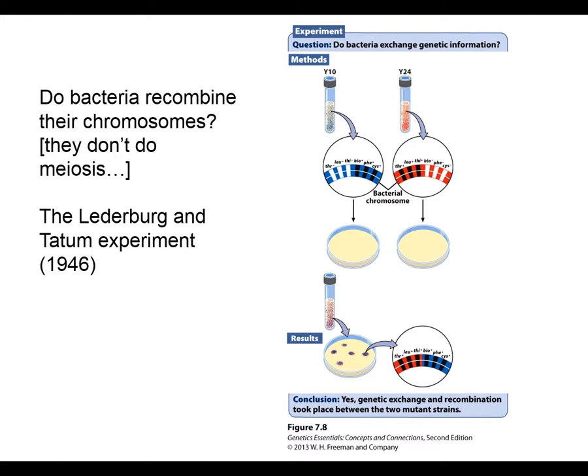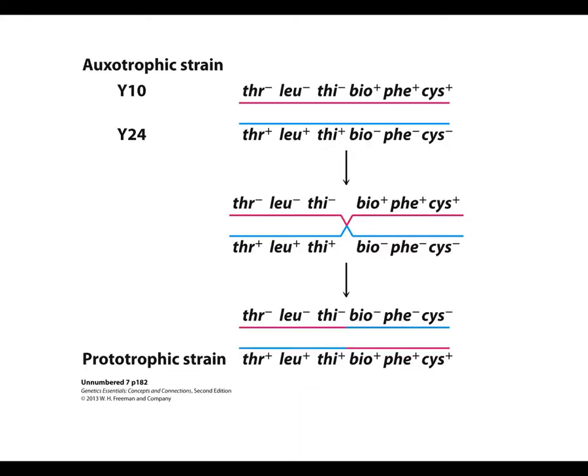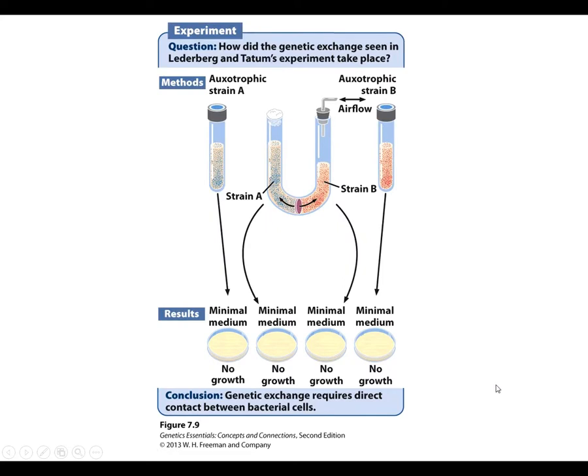They didn't know how that happened yet, but they answered their question. Yes, there's some kind of genetic exchange that's possible. Maybe not real common, but it happened in at least a small number of cells. And this picture just shows somehow there was a recombination between the two chromosomes of the two strains, and you can see that it's possible to get a strain that's completely wild type. We call it prototrophic, which would be a recombinant of the two. So some cells were able to get this combination of wild type alleles.